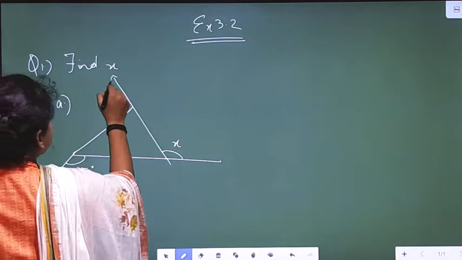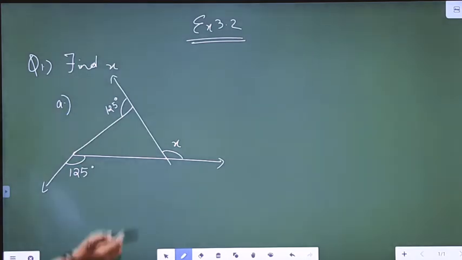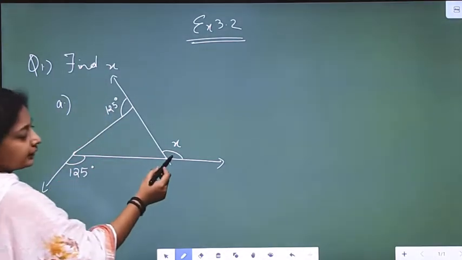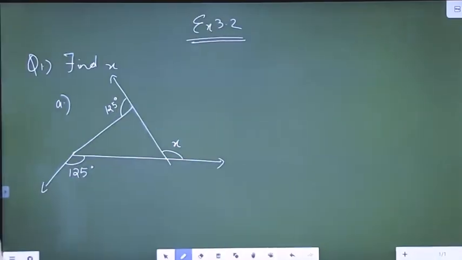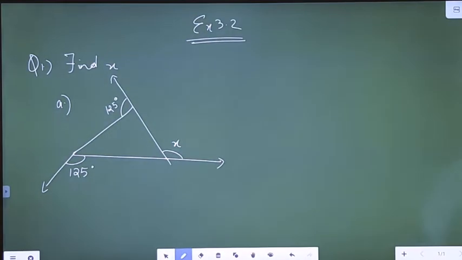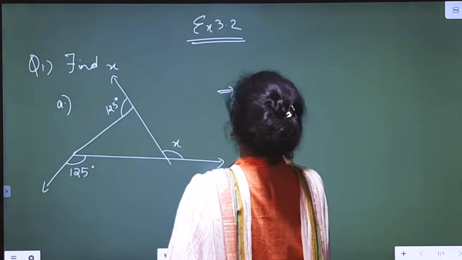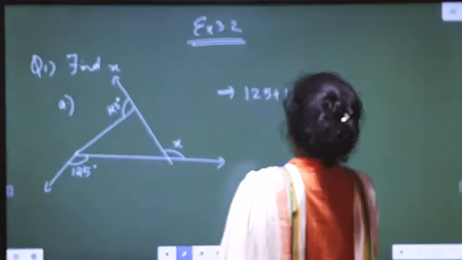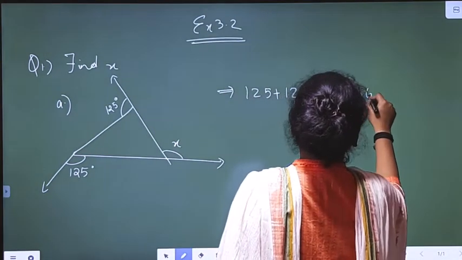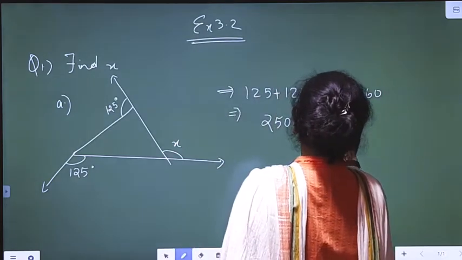Here as you can see, this is an exterior angle, this is an exterior angle and this is also an exterior angle. And just now I said the sum of all the exterior angles of a polygon is always 360. Therefore, the sum of these three angles must also be 360. So 125 plus 125 plus x equals 360. 250 plus x equals 360.